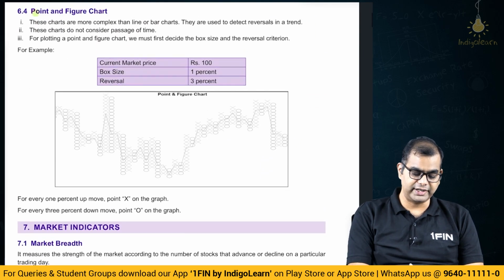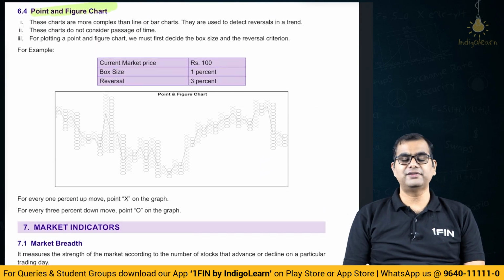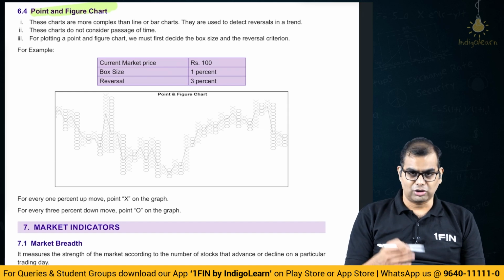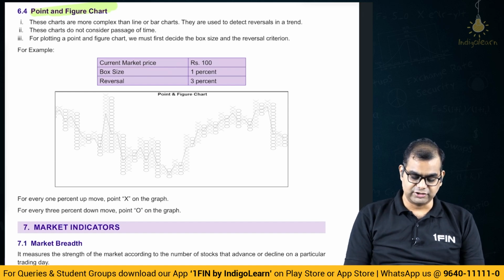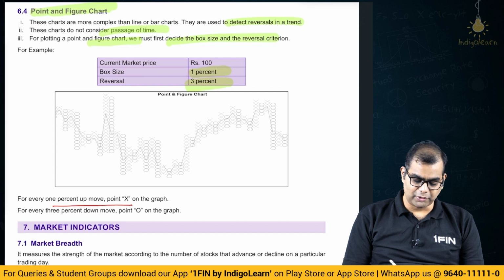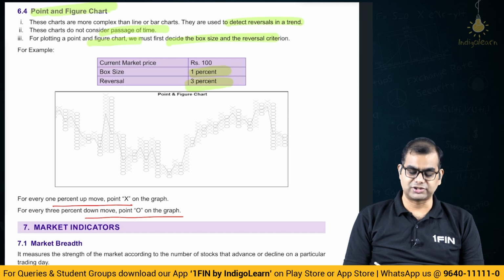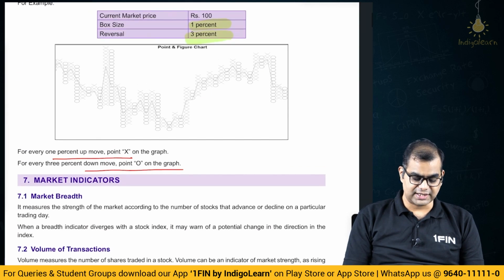Then what you have is the point and figure chart. So basically in a point and figure chart, they are more complex than these line or bar charts. They are used to detect reversals in a trend. These charts do not consider the passage of time. For plotting a point and figure chart, we must first decide the box size and the reversal direction. So what you do is for every 1% up move, you plot an X, and for every 3% down move, you plot an O. So you keep plotting X and O like this, and then you see which way it is going. Basically, it gives you some kind of a trend. Okay, these are the kinds of charts that are available.